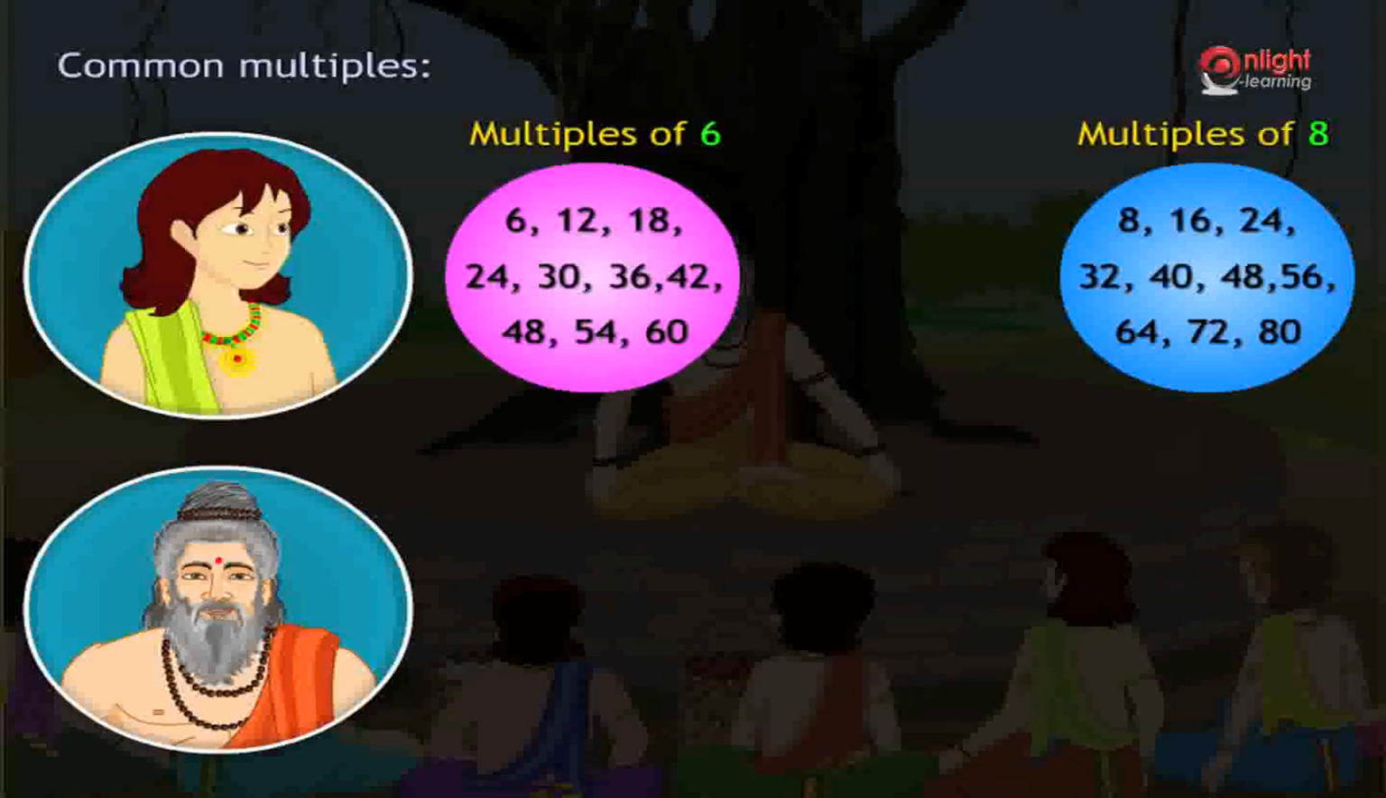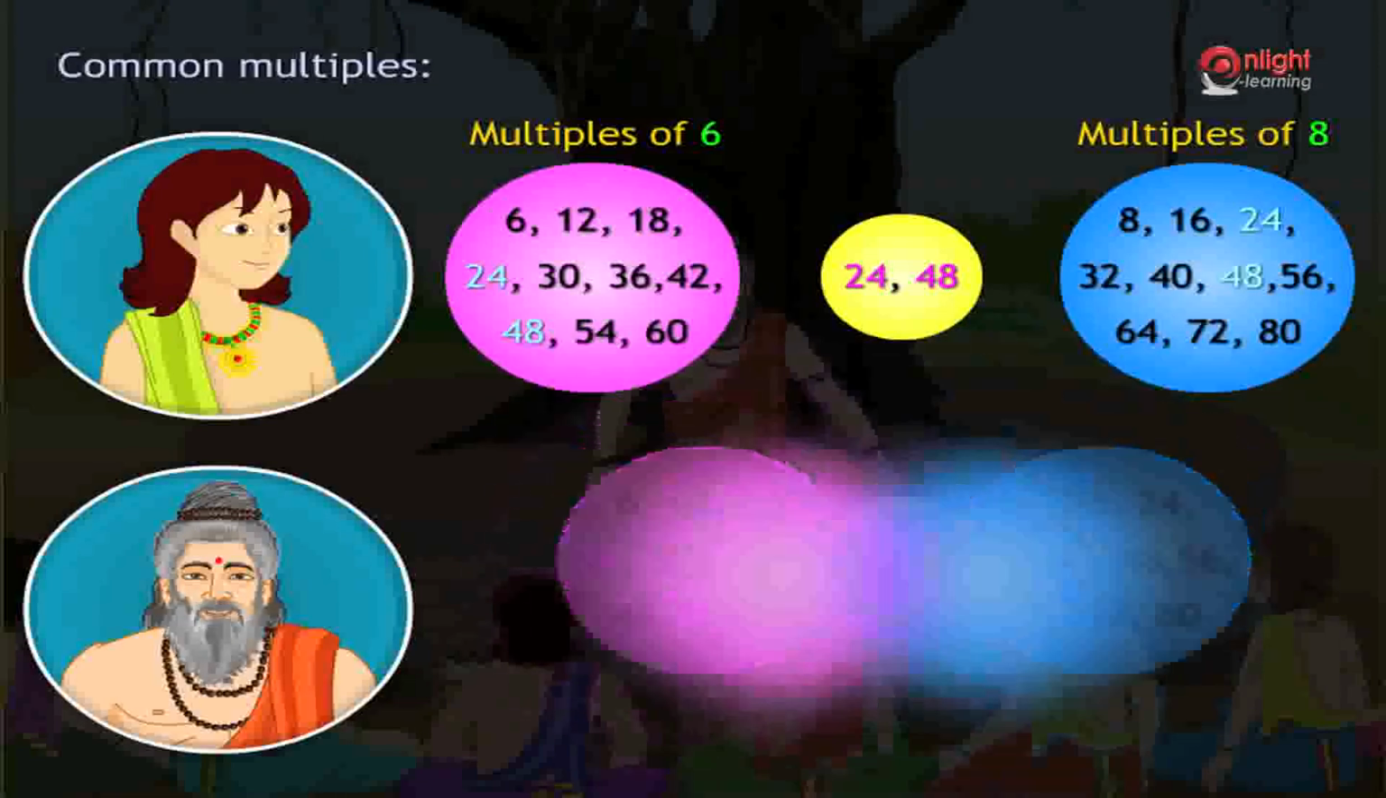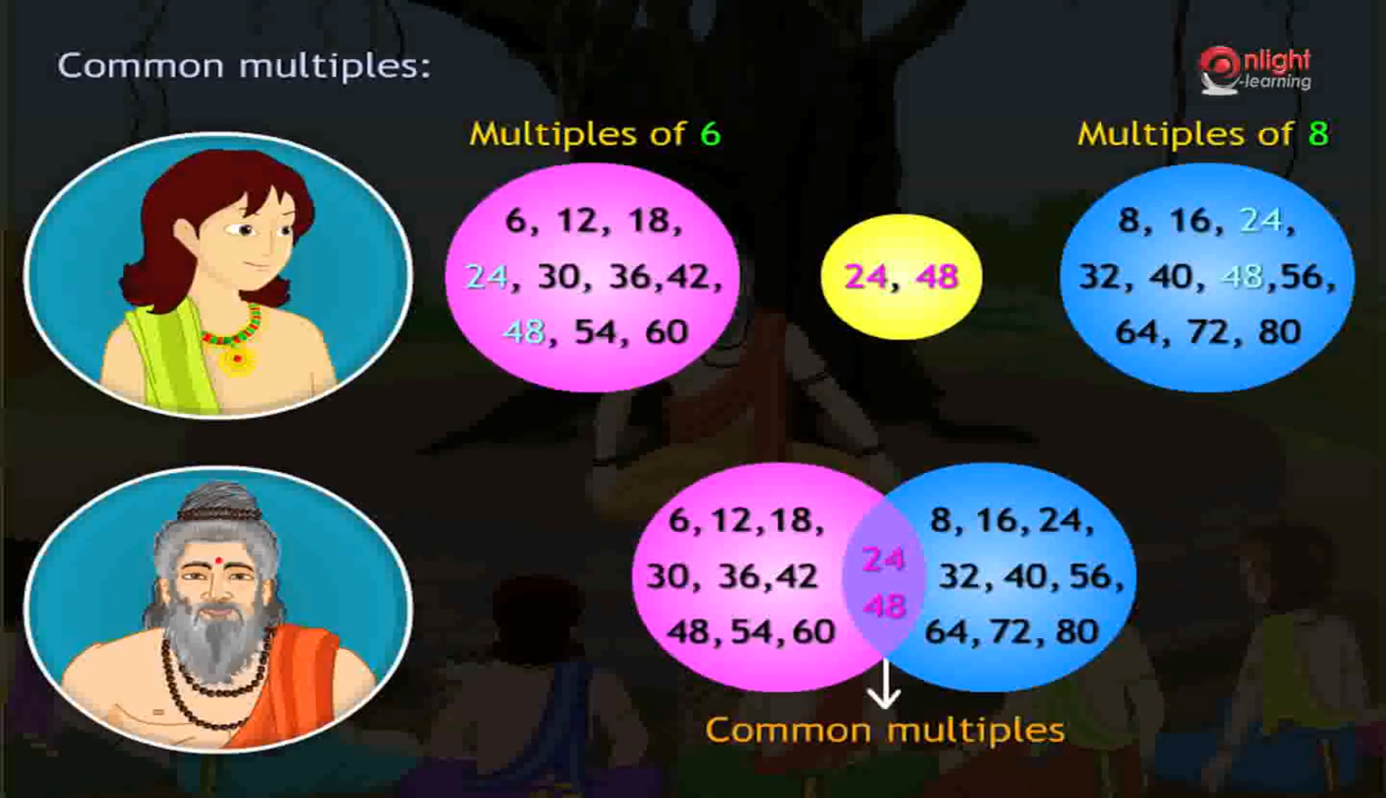Now children, do you find any numbers common in these multiples? Yes, Guruji. Come and write it in the yellow ball. Numbers 24 and 48 are common. Very good. These numbers are common in both the multiples. Hence, they are common multiples of 8 and 6.